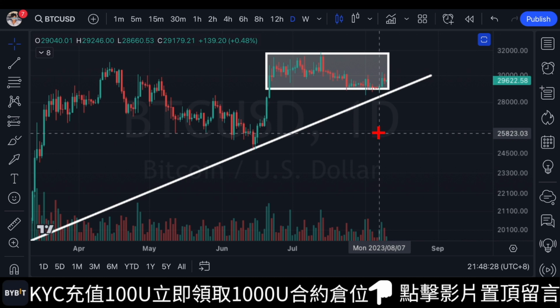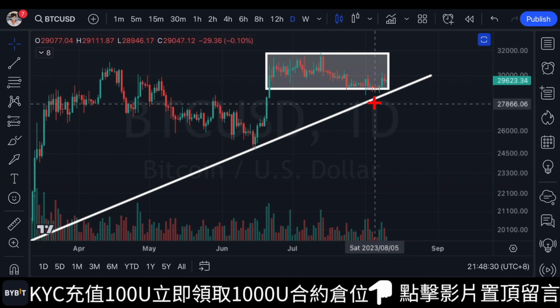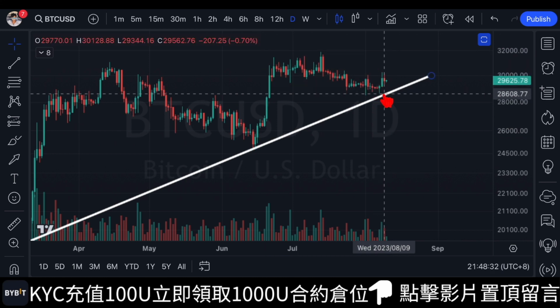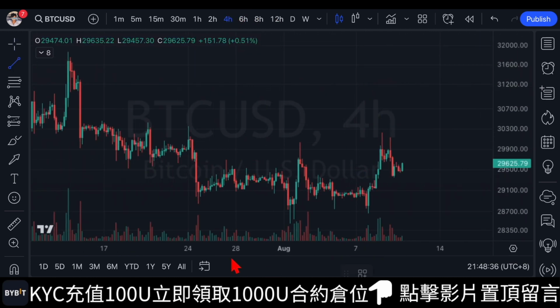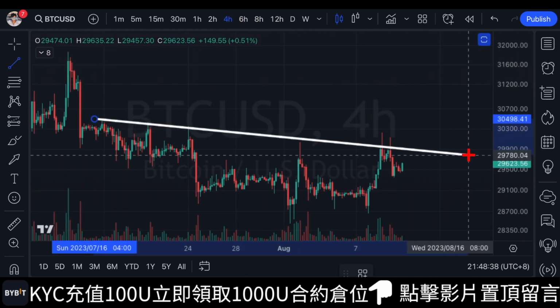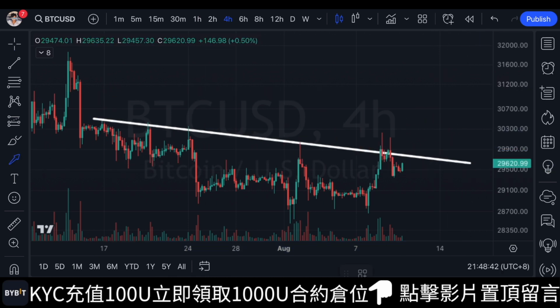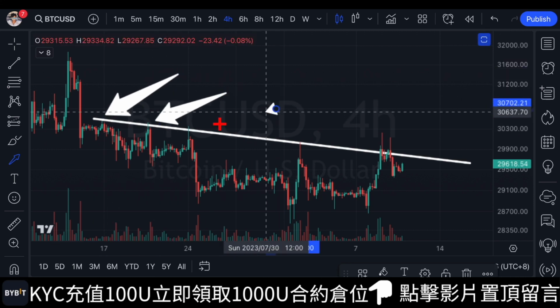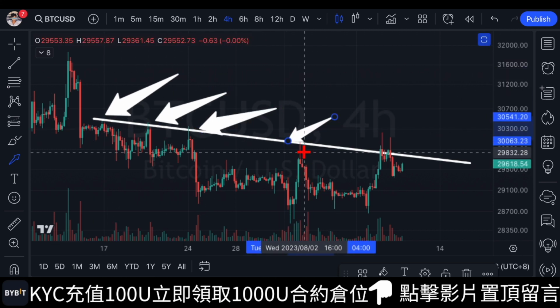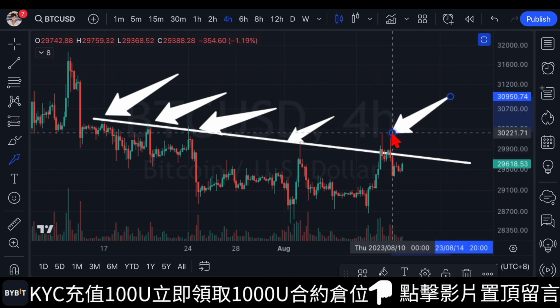Let's cut it to a smaller level. If we cut it to 4 hours, we can find out that our trend line has been touched consecutively in the past. This time includes our previous positions. Here, here, here, we have 4 consecutive contact points. Yesterday, we tested twice and failed twice in a row.